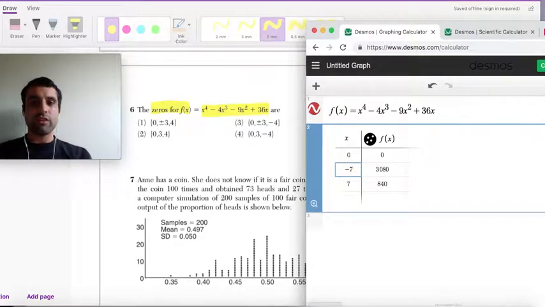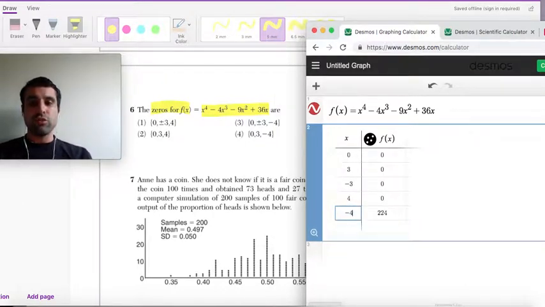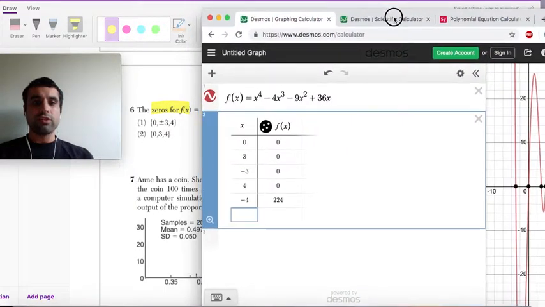Now let's try 3 and negative 3 from choice 1. 3 gives us 0. Negative 3 gives us 0. 4 gives us 0. So that looks like choice 1. Negative 4 does not give us 0. No other options were given. It was 0, positive and negative 3, and then positive negative 4 were the choices. So that already looks like it's going to be choice 1.